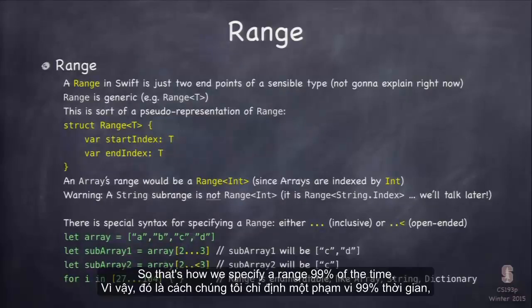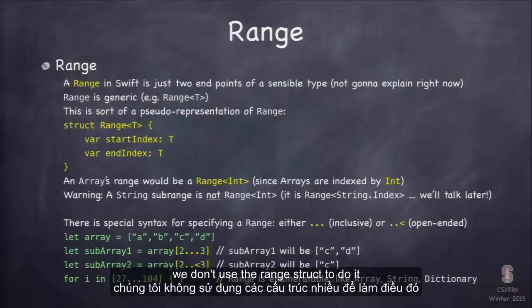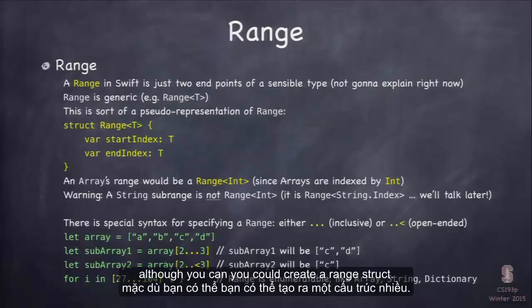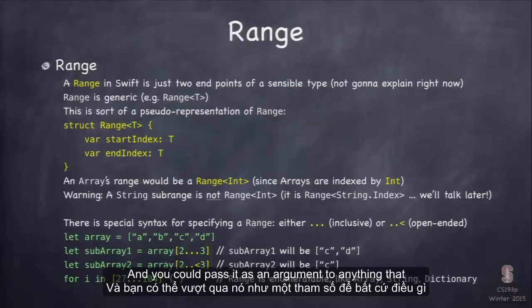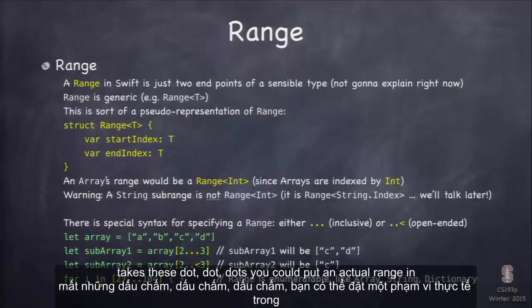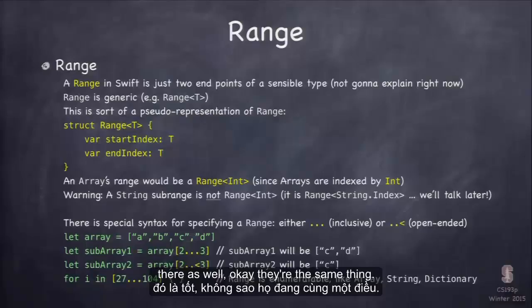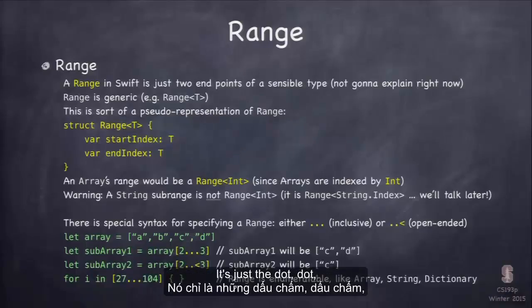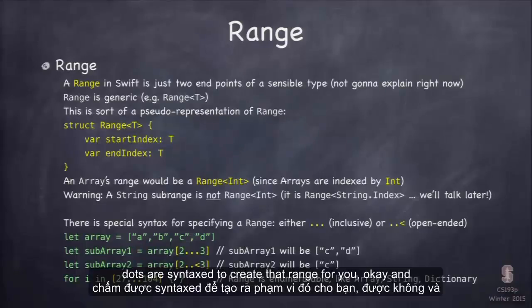So that's how we specify a range. 99% of the time we don't use the range struct to do it, although you could create a range struct and you could pass it as an argument to anything that takes these dot dot dots. You could put an actual range in there as well. Okay, they're the same thing. The dot dot dots are just syntax to create that range for you.